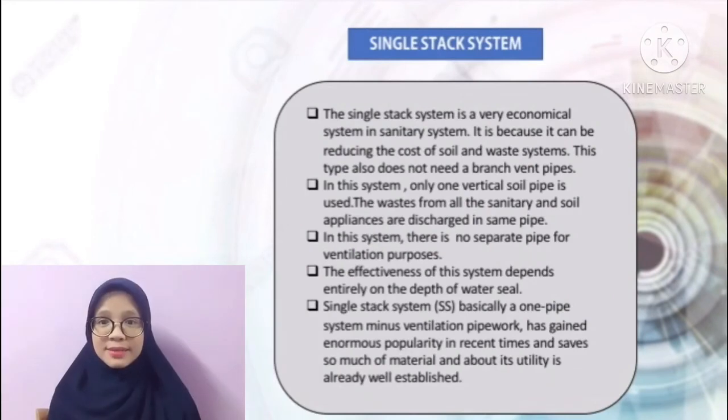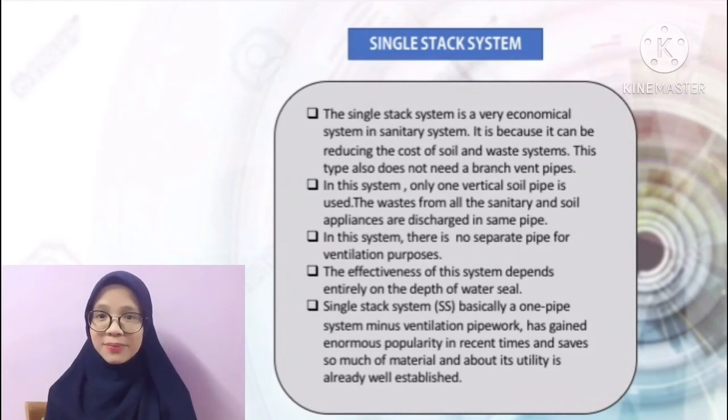The single stack system is a very economical system in sanitary systems. It is because it can reduce the cost of the soil and waste system. This type also does not need a ground vent pipe. In this system, only one vertical soil pipe is used. The waste from all the sanitary and soil effluents is discharged in the same pipe. The WC and sink basin are directly connected to the single stack pipe.